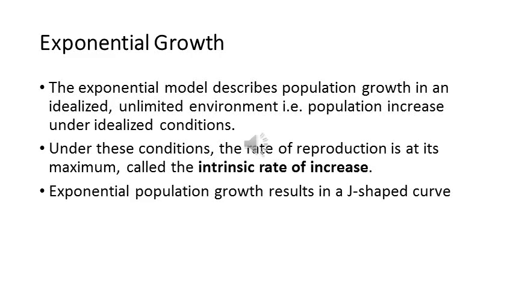Under these conditions, the rate of reproduction is at its maximum, called the intrinsic rate of increase. The intrinsic rate of increase is actually the maximum capacity of an individual for reproduction and growth. Exponential population growth results in a J-shaped curve, which increases in an unlimited way, with an exponential increase in the number of individuals of a population.